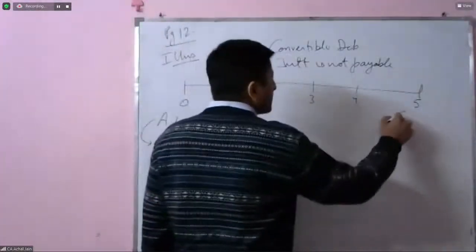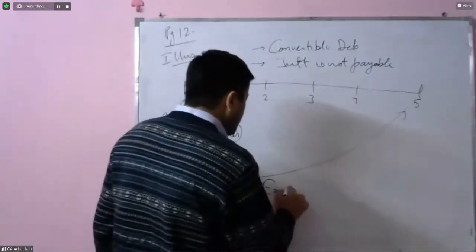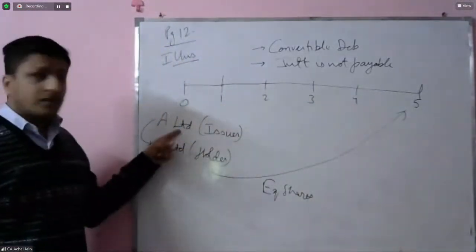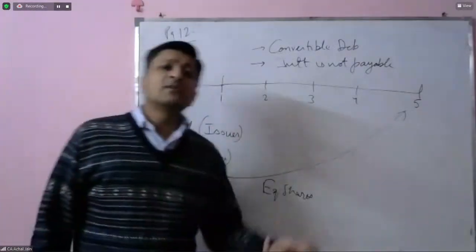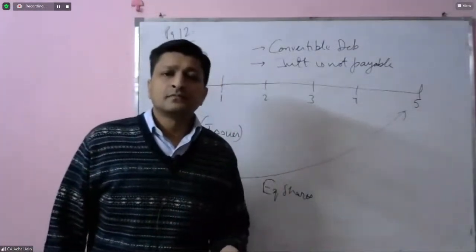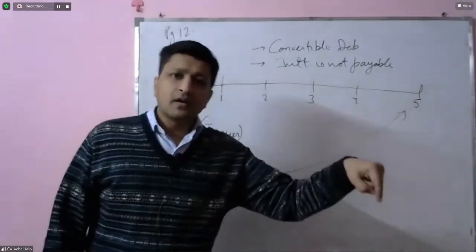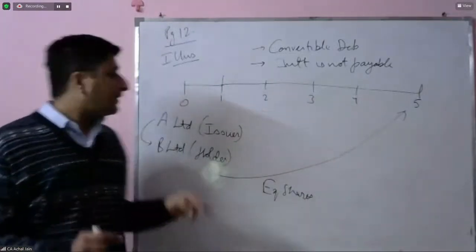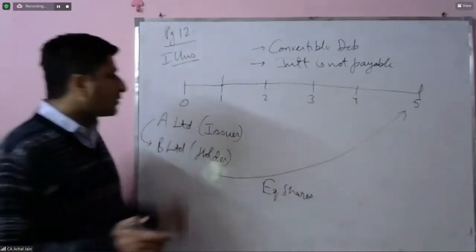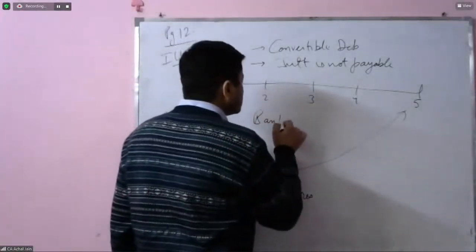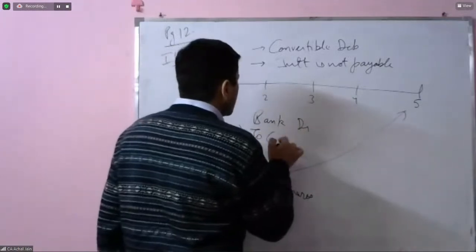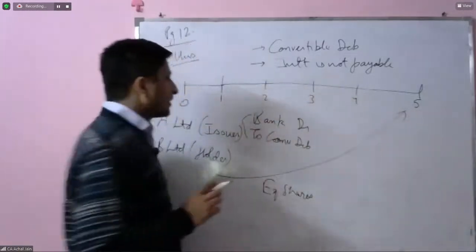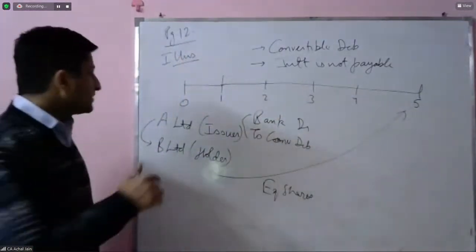So that means sometime over here, equity shares will be issued. And who will issue equity shares? A Limited. And when A Limited issues equity shares, what will happen? Loan will get debited and the equity will get credited. Correct? Because if you look at the current accounting entry which A Limited would have passed, what would be the accounting entry? Bank debit to convertible debenture. So this should have been the accounting entry in the books of A Limited.